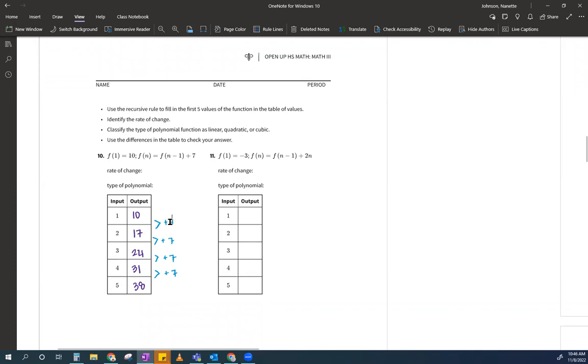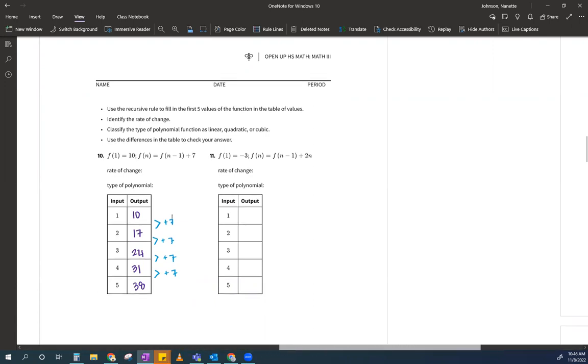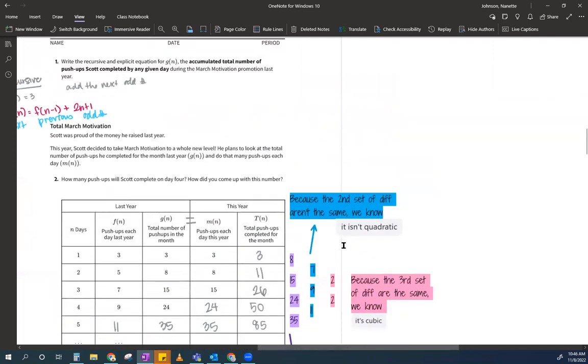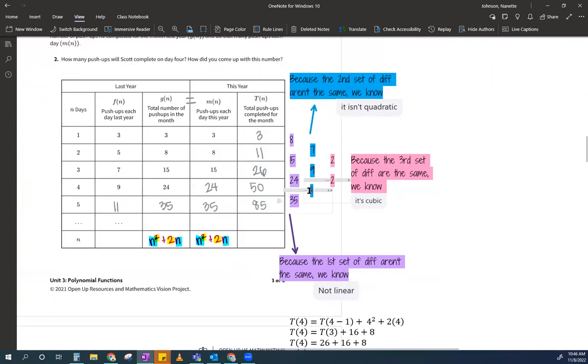You all learned a little bit ago when the first set of differences is exactly the same. Awesome. It was exactly the same. What kind of function does that make this? When it's exactly the same? Well, we wrote over here. Let me see if I could still grab that. Yeah, it's right here. No, it's not here. It's right here. Haha. So it says, because the first set of differences aren't the same, we know it's not linear.